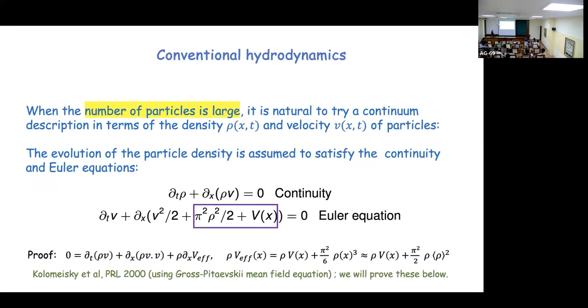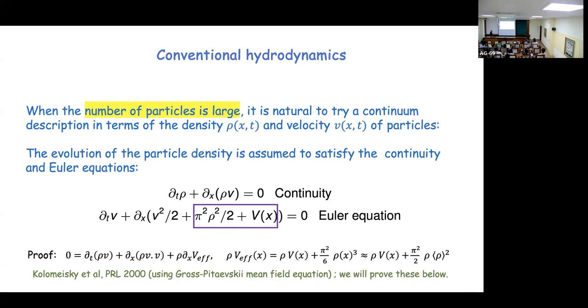When the number of particles is large, it's natural to try a continuum description in terms of the density. This is the real space density that we're talking about: the fermion density and the velocity of these particles. The evolution of the particle density and the velocity is assumed to satisfy the continuity and Euler equations. This comes from number continuity, the standard continuity equation, and this comes from Newton's law, the momentum conservation, the amount by which momentum changes because of external force.